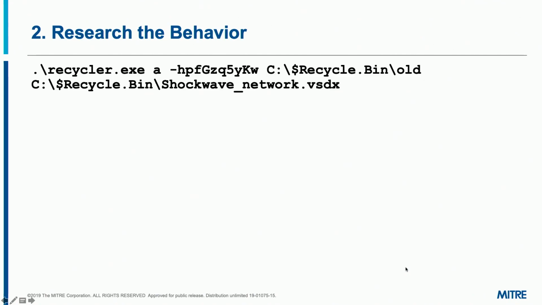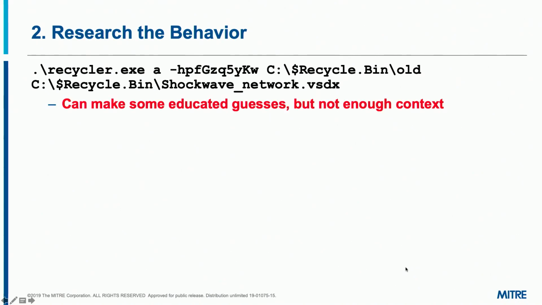But it can be a little bit more complicated. This other command line that was in there, we're running recycler.exe, we've got these crazy command line flags, it's something with a VSDX file. We don't have a lot of information here. So we can make some educated guesses on what this might be. That command line might look a little familiar to some people, but there's not really enough context here to be sure of what's going on. So let's pull together another data source.